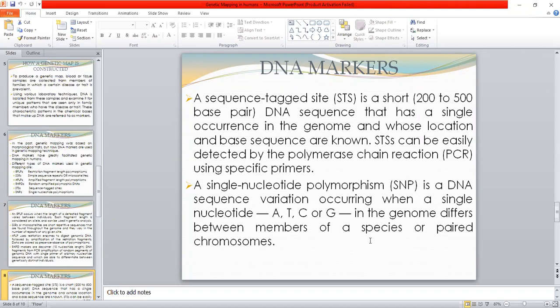When there is a difference between individuals of the same species at a single nucleotide level, this polymorphism is known as single nucleotide polymorphism. It is widely used to identify genes associated with different disorders or diseases in human beings, and it is also being used extensively in plants and other animals.